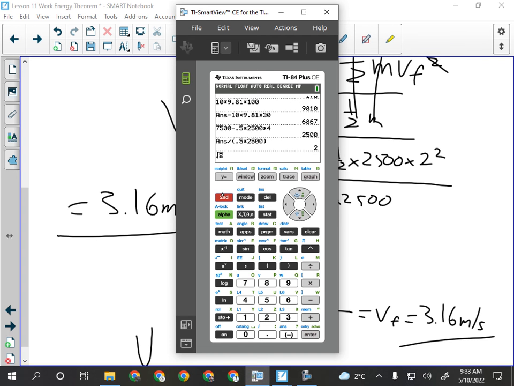Oh, I messed up somewhere. I subtracted. That's where I messed up. So let's do that again. 7,500 plus 0.5 times 2,500 times 4. Okay, that's better. Now I'm going to divide that by 0.5 times 2,500. And then I'm going to take the square root of that. 3.16 meters per second.